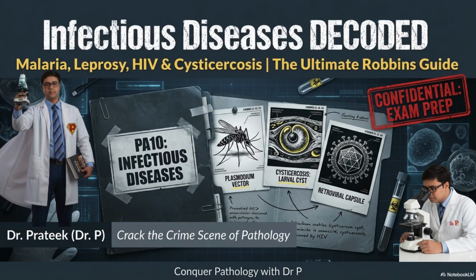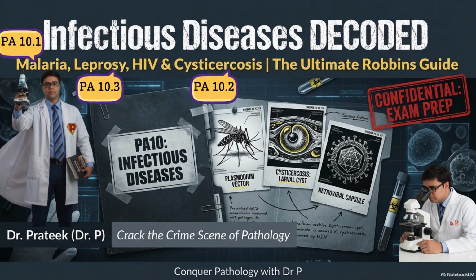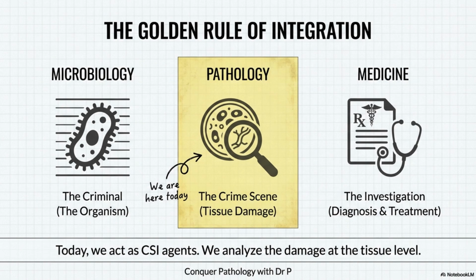I'm Dr. P and today we are cracking open one of the most clinically vital chapters in your Robbins, Infectious Diseases. We are covering the specific NMC competencies, Malaria PA10.1, Cysticercosis PA10.2, Leprosy PA10.3 and HIV AIDS PA9.6. Now before you say, Dr. P, didn't we just finish this in microbiology? Hear me out. This is the golden rule of integration.